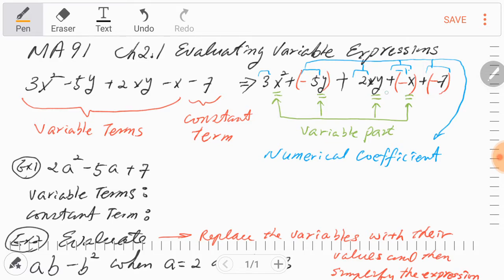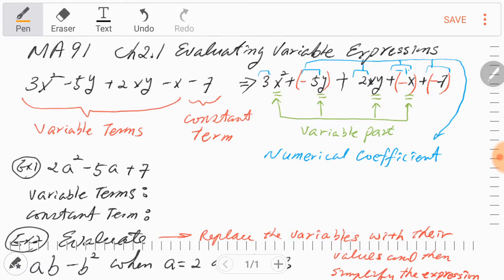And the third term is also the same. And the last term has no variable, that is called just a constant term, right? So even if it's a constant, there's only a coefficient, negative 7. So negative 7 is also a coefficient.